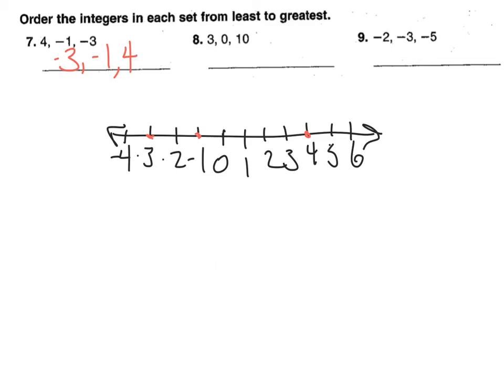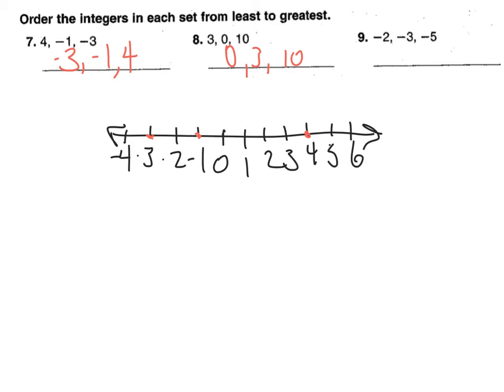All right, so now let's see if we can do number 8 without needing to draw a number line. This one is a little bit easier because it's all positive numbers, and then 0 is neither positive or negative. So that's going to be our first number that we're going to list, 0. And then we know that 3 is less than 10, so that'll be 0, 3, and 10. Number 9 gets a little bit trickier.